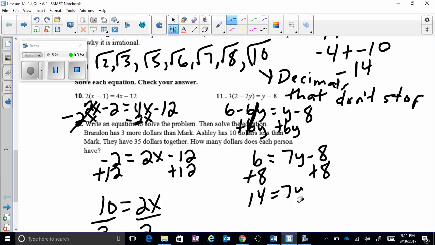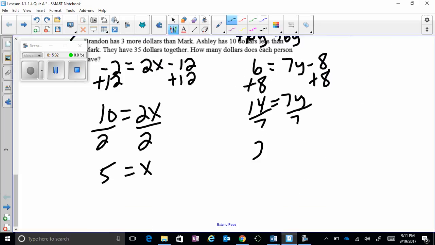And then here's where I can divide and get 2. Because again, that is your identity there. When you do 7y divided by 7, that's a 1y, which is just y.